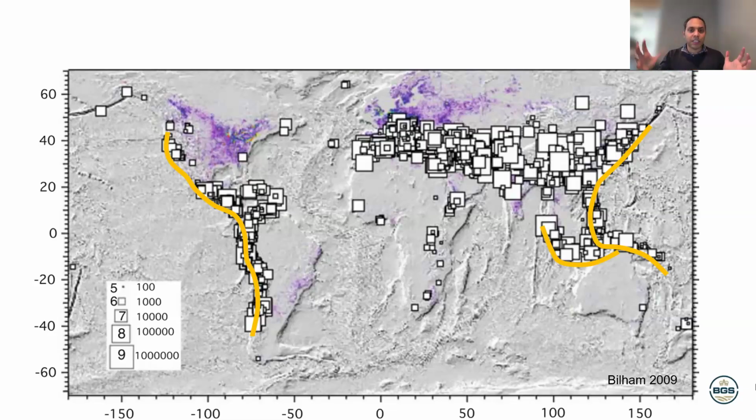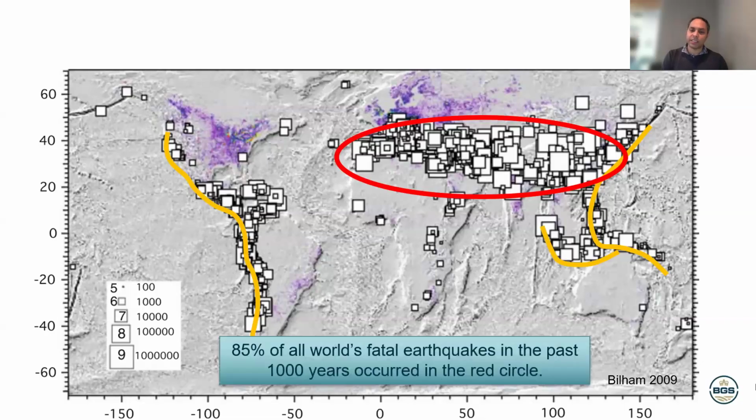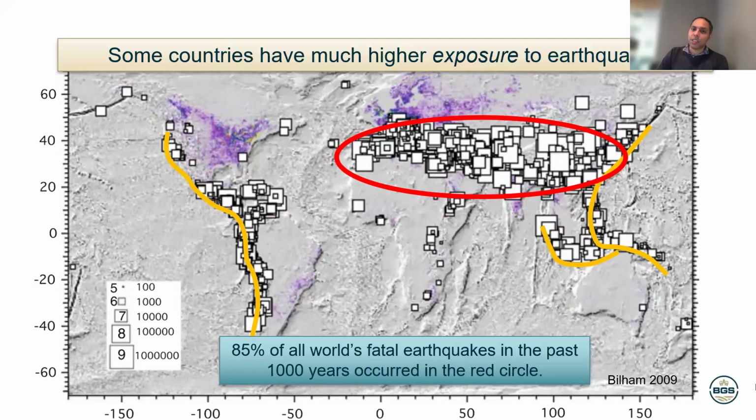You have a huge surface area where strain can accumulate, and when all of that strain gets released, they produce the big 9s, big 8s, and the tsunamigenic earthquakes that we've seen in the news a lot. So the yellow is where you get the big earthquakes, but red is where you get the most fatal events. In fact, something like 85% of all the world's fatal earthquakes in the past 1,000 years happened in the red oval, away from where you get the largest earthquakes. So some countries have much higher exposure to earthquakes than others. And it's interesting, I don't have time to go into why this is the case. It's partly because that's where most people live.